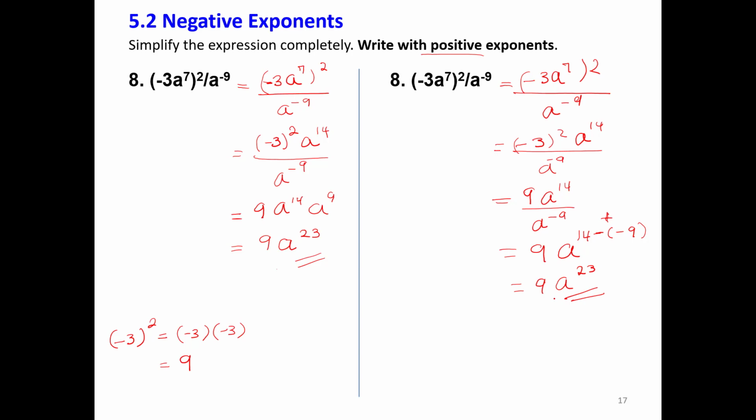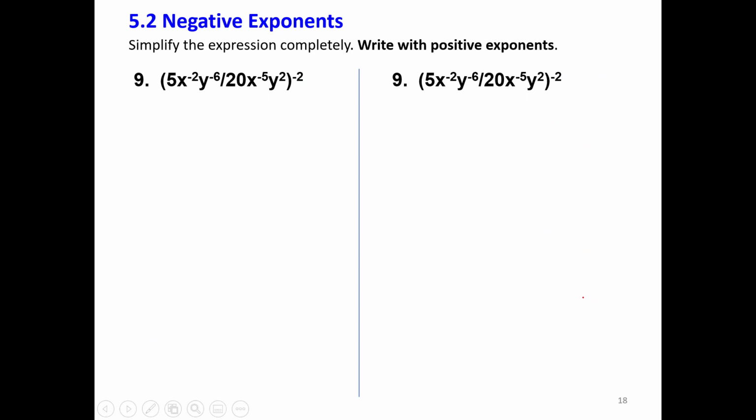Then it will be 23. It's the same answer. Then you can solve either in this way, applying the negative property of the exponents, or you can apply the quotient rule of the exponents, but you should get the same answer, and both ways are right.